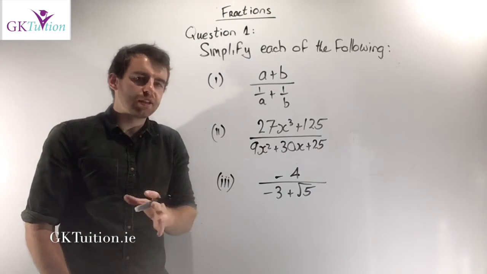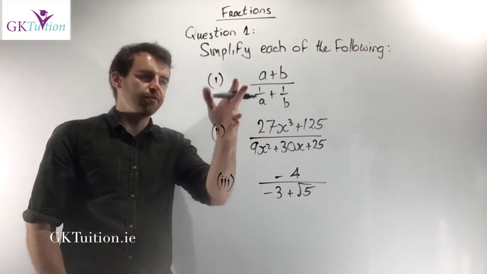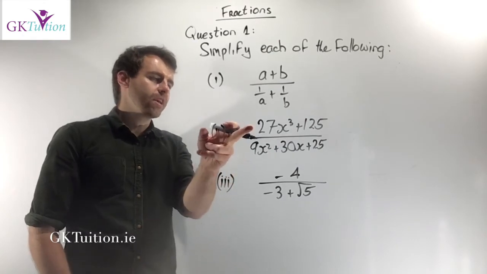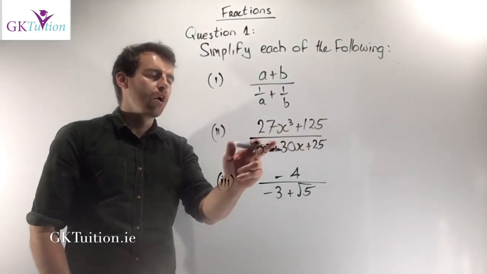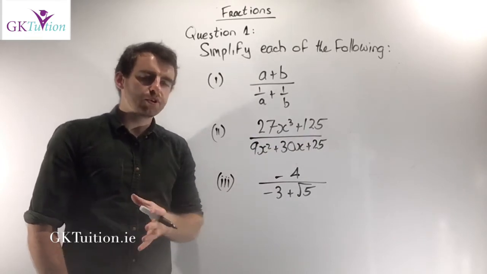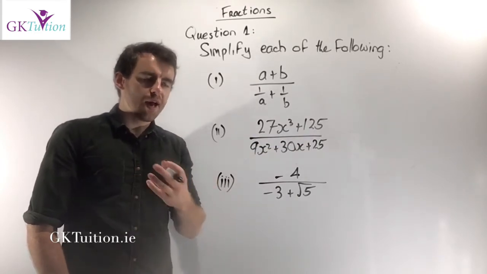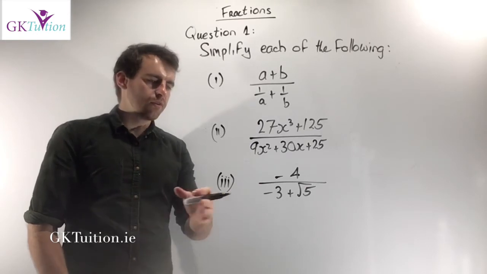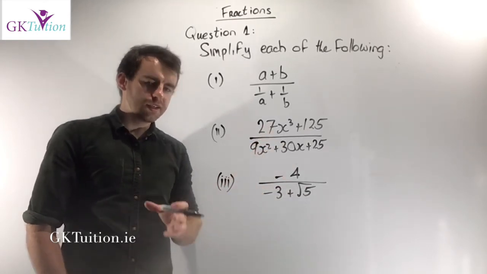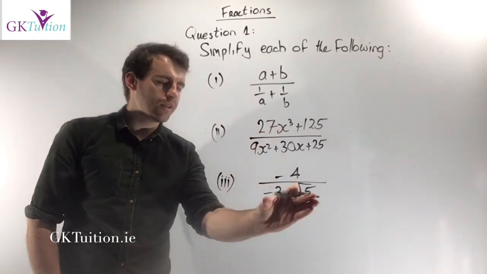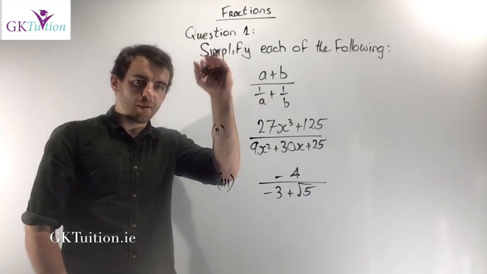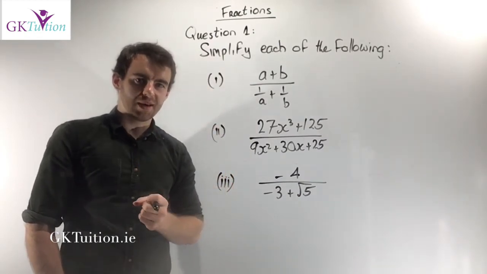I'm not going to give you any hints there. I want you to just deal with it yourself. I want you to simplify that fraction. The second one, I have 27x cubed plus 125 over 9x squared plus 30x plus 25. For that one, you should factorize the top and the bottom and then simplify it. And the third one, we've minus 4 over minus 3 plus root 5. In this case, you need to try and eliminate the surd from the bottom of the fraction. So you're going to have to multiply the top and the bottom by the same thing.